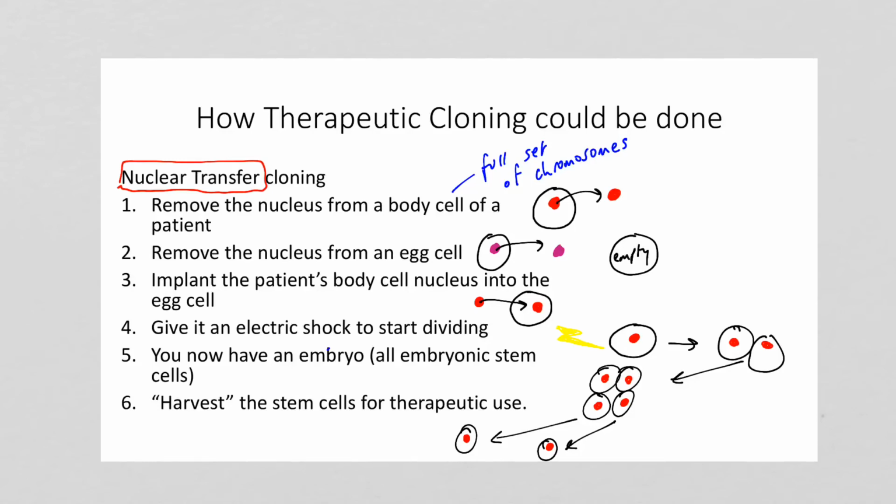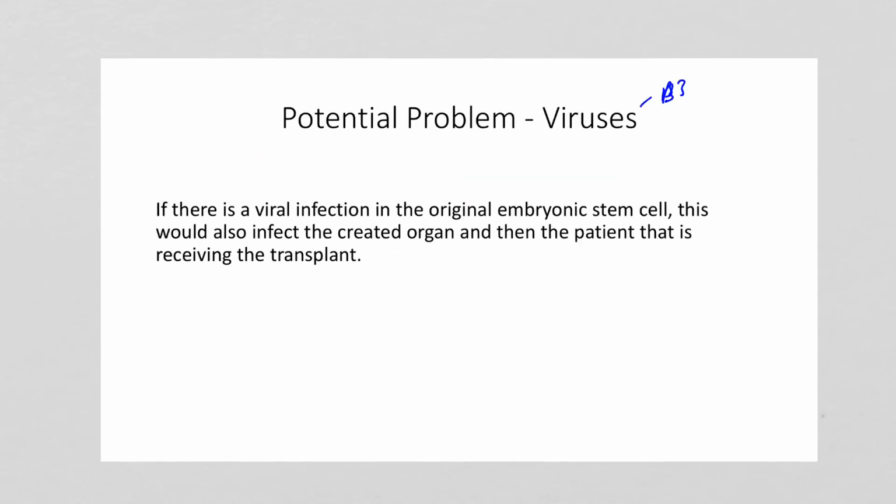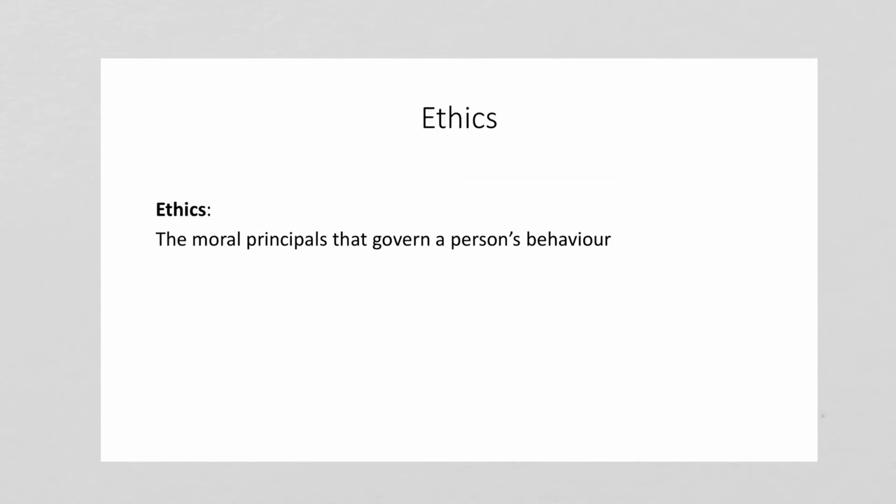You may think to yourself, okay, well then what's the problem? This is fantastic. Let's do it. It comes down to some problems with ethics. And what are ethics? Ethics are the moral principles, and there's an obvious spelling mistake here, that govern a person's behavior. Your ethics will be shaped by the culture you grew up in, the family and friends that you surround yourselves by, but ultimately your ethics are your own moral principles.